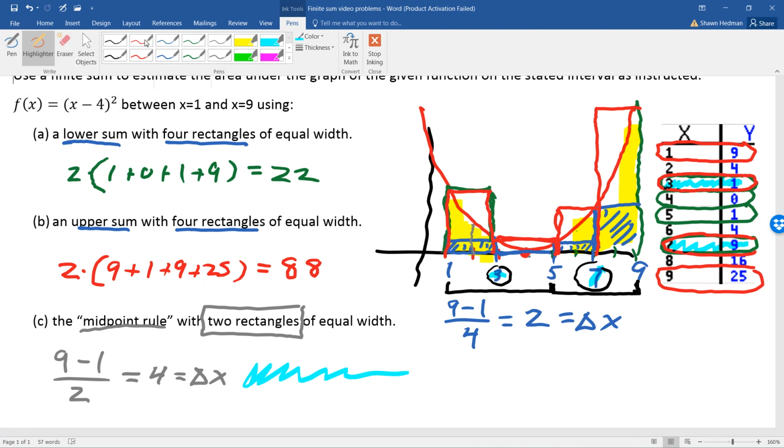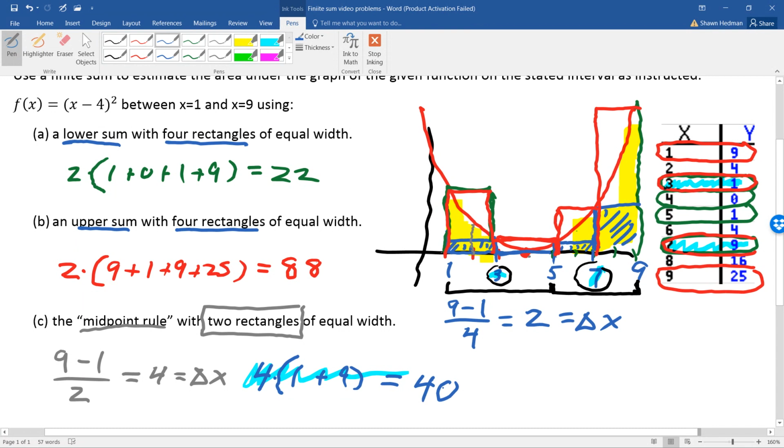And that's going to give us, so again, same idea. We're going to have 2 rectangles. The area of a rectangle we know is base times height. In this case, the base of each of the 2 rectangles is 4. So I'm going to have 4 times the height of the first rectangle plus 4 times the height of the second rectangle. I'm just going to factor out and say it's 4. And I'm going to look at my table, 1 and 9. 4 times 1 plus 9. And that gives us 4 times 10, which is 40.